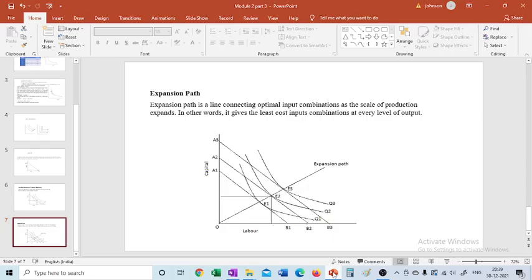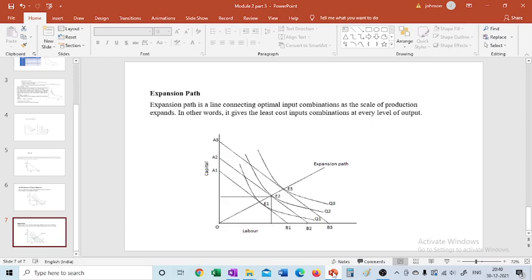Or we can say we can obtain the expansion path by joining the points of tangency between isoquants and isocost lines of a firm. So already we have seen how the least cost combination is attained, that is the tangency between the isoquants and isocost line. Through these tangency points we draw a line, that is the expansion path, and this is a long run concept. This is possible only in the long run. We can increase the quantities of both labor and capital only in the long run. So the expansion path is a long run concept.